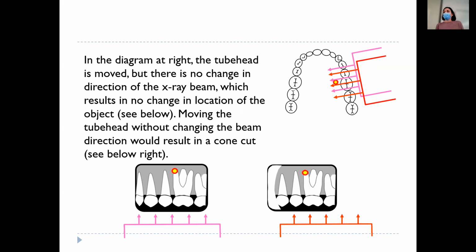So the object, if there was something that we were trying to identify, just stayed pretty much in the same position, even though you moved your BID maybe more distally, but you didn't move the horizontal angulation, you only moved the BID itself. So you just moved in this kind of position, not like this. Does that make sense? Moving the tube head without changing the beam direction would result in a cone cut, right? You'd lose some of the coverage of your sensor, but you wouldn't change the vertical angulation, and so the object wouldn't move with it.